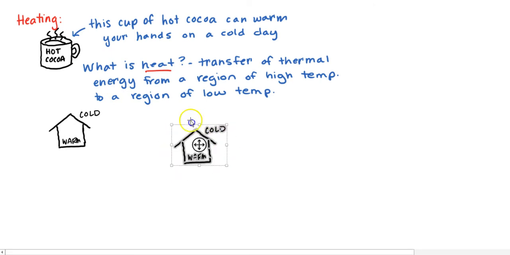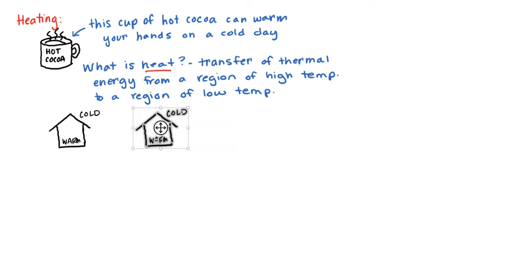So the first house again was warm on the inside and cold on the outside. The second house was warm outside and cold or cool on the inside. I'm going to put cool. Think of it as if you had the AC running on a summer day.